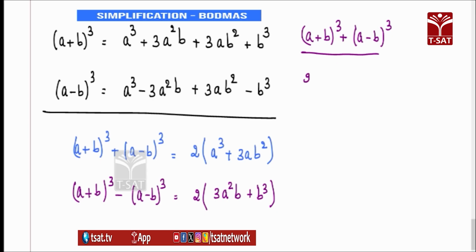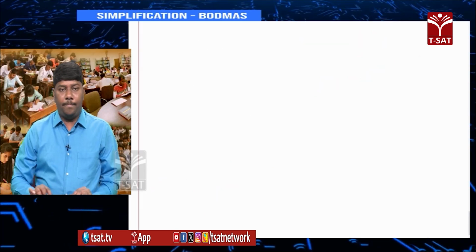divided by... we know first and third term will be left out. First term is a cube, third will be 3ab square, is equals to 1, or else sometimes they may not give you this 2. So, is equals to what? 2. So, this is how you can directly say. Now, look at the next formula.